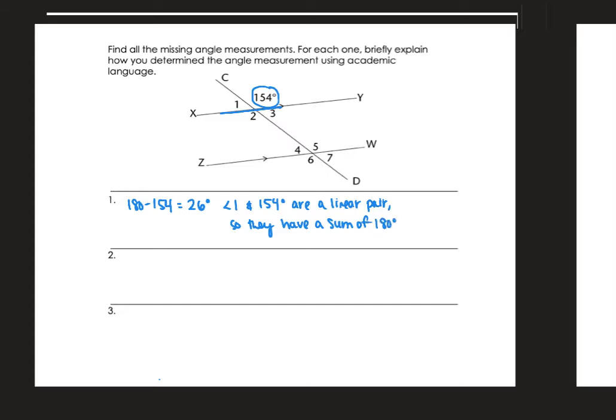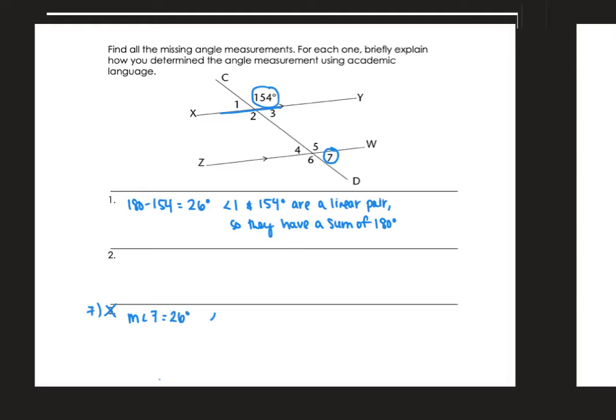Okay, now I'm just going to choose an angle from down here. So let's say we're trying to find angle 7, so pretend that this was angle 7. Since we know angle 1 is 26 degrees, I now know that angle 7 is also 26 degrees because they are alternate exterior angles. So the measure of angle 7 is 26 degrees.